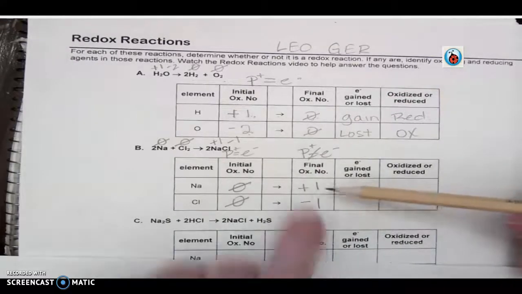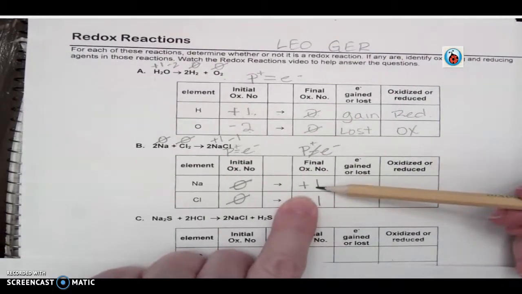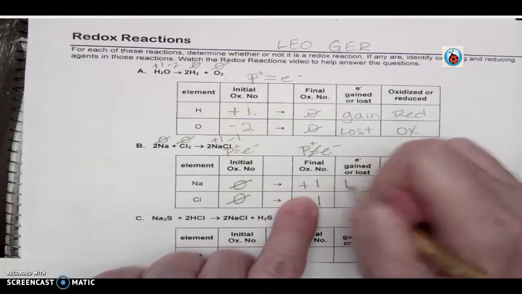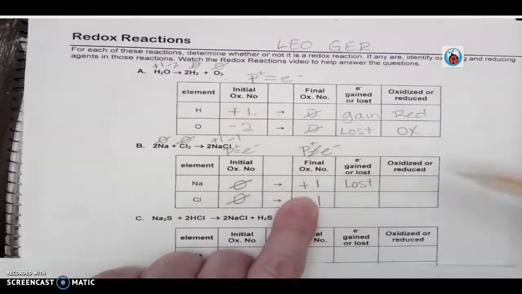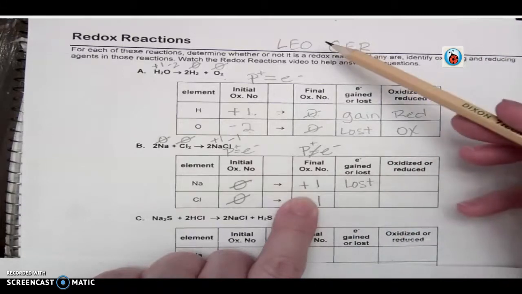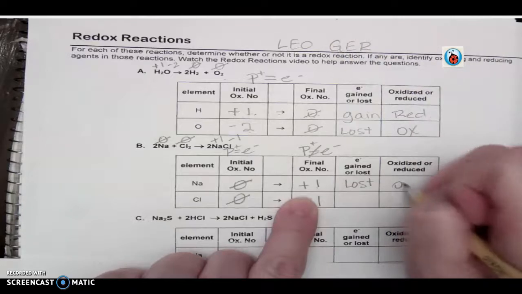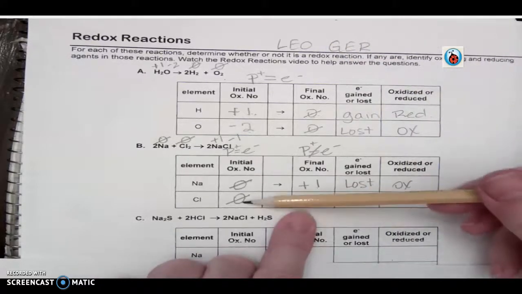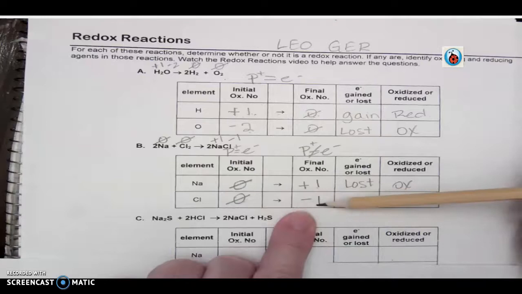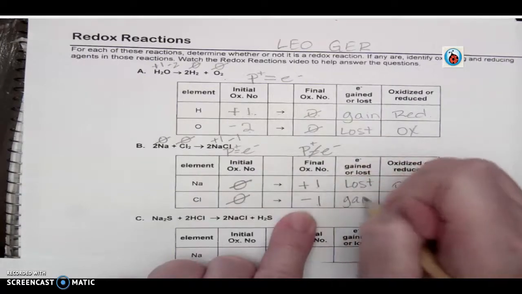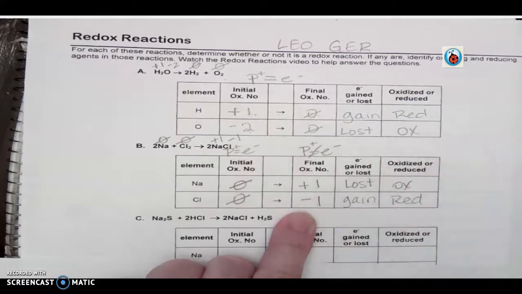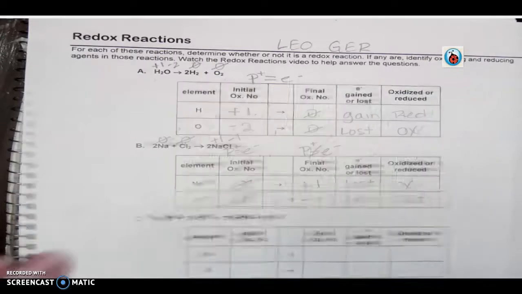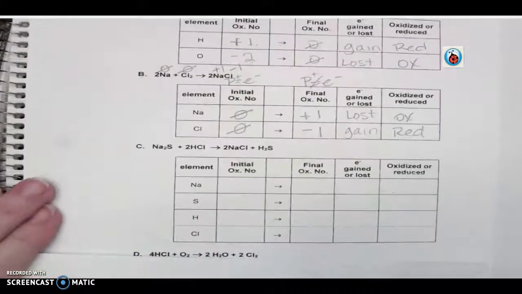All right, what happened? This is I have 1 more proton than I do electron. What happened? Well, I must have lost an electron. Loss of electrons equal oxidation. And in this scenario, I have an extra electron. So if I gained an electron, it was reduced. All right, let's go down here. Let's look at C.